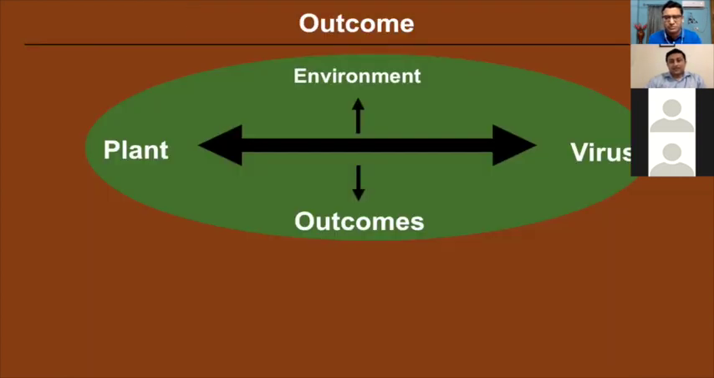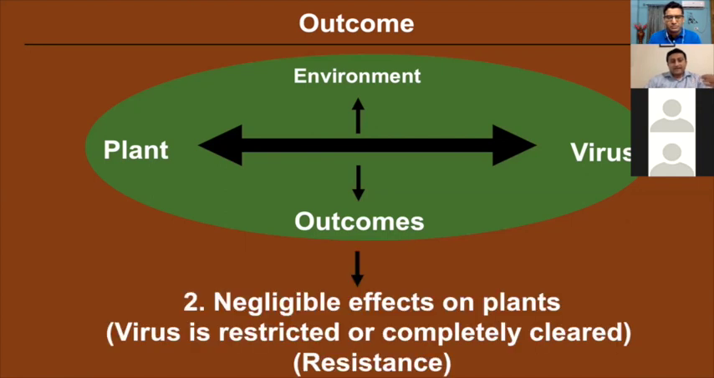The second kind of outcome is basically where there is hardly any effect on the plants, where the virus is restricted or is completely cleared away. This type of outcome can be called resistance. And this mostly takes place in plants that have a specific kind of gene called a resistance gene, that specifically can block the multiplication of a particular kind of virus and restrict its growth within the first few inoculated cells.